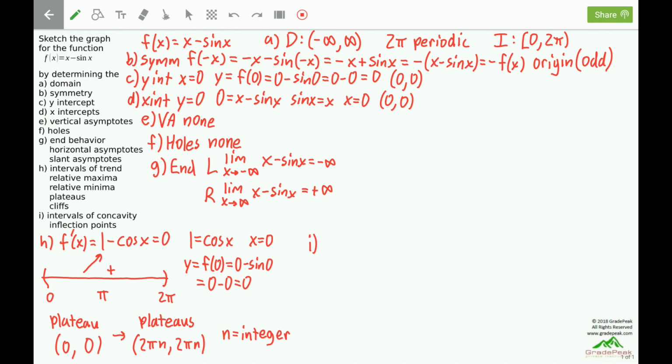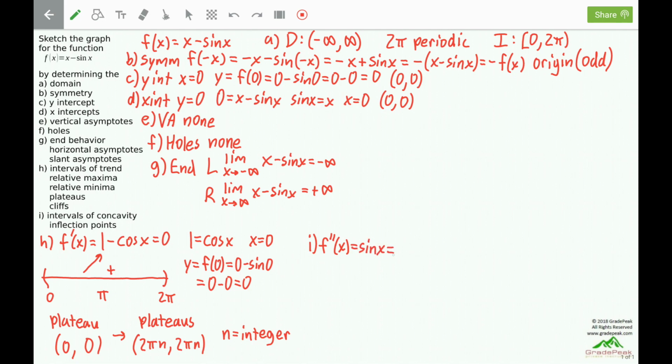For part I, we want to determine the intervals of concavity and any inflection points. We will need the second derivative for this. We can take the second derivative directly from the first derivative. Derivative of 1 is a 0, minus derivative of cosine x is negative sine x. We will have a double negative. That will give a positive sine x.